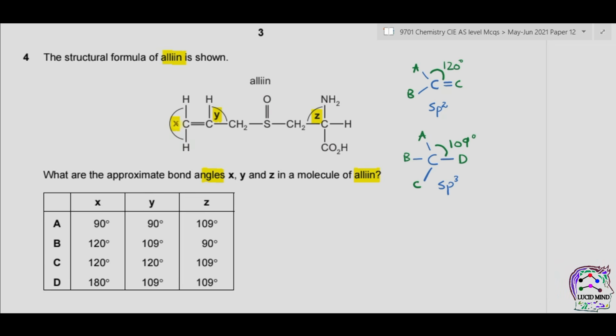So the bond angle in X should be 120 degrees as the carbon is sp2 carbon. Bond angle in Y should also be 120 degrees because this carbon is also sp2 carbon. Bond angle in Z should be 109 as the carbon is sp3. Correct answer is therefore C.